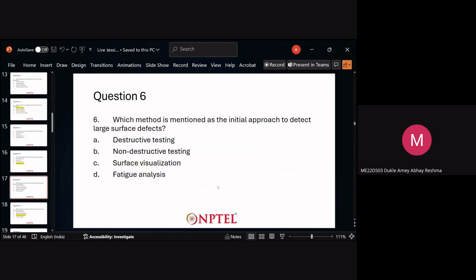Moving to the next question, which is the method mentioned in the initial approach to detect large surface defects: destructive testing, non-destructive testing, surface visualization, fatigue analysis. The answer is surface visualization. Because when you want to detect large surface level defects, you have to visualize how the surface looks, and that is why the first thing you do is surface visualization.